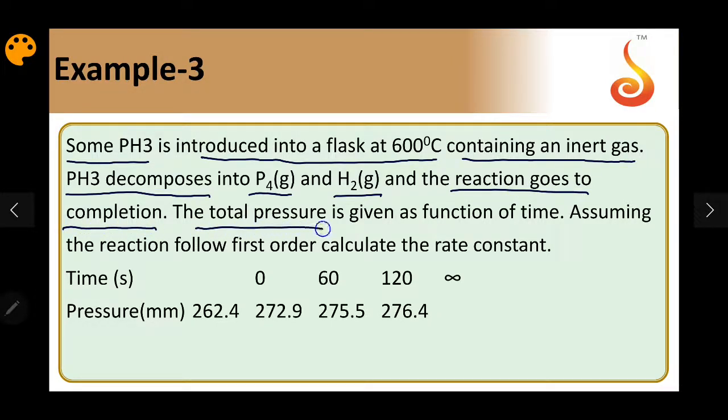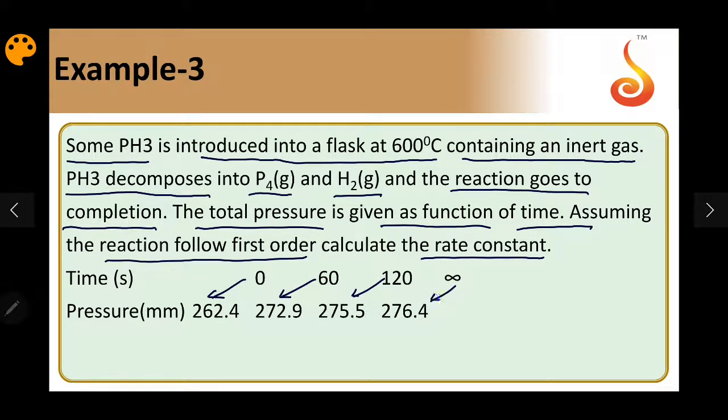The total pressure is given as a function of time. Assuming the reaction follows first order, calculate the rate constant. You have to get the K value. So it's given, this is at 0, this is 60, this is 120, this is infinity. So it is missing one tab. So this is the data that is given to me. So we'll go to the solution.